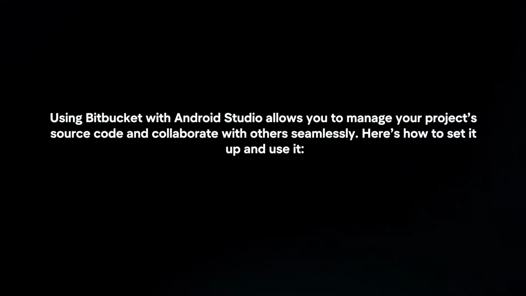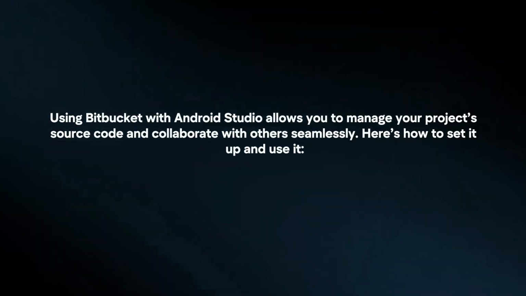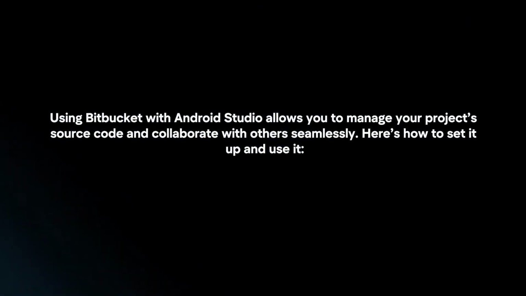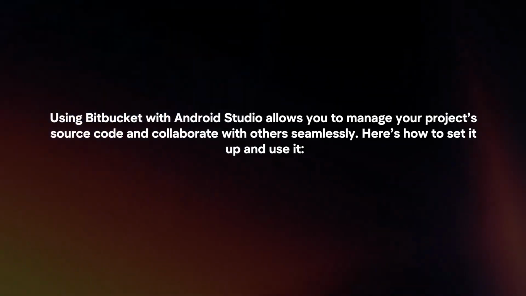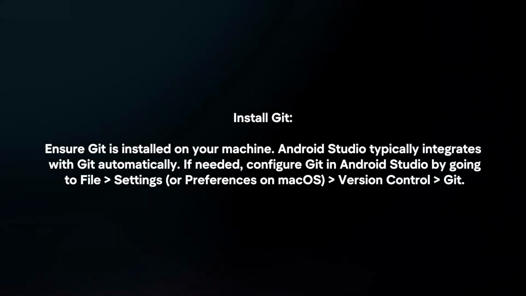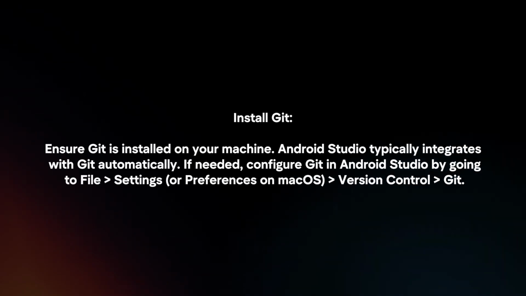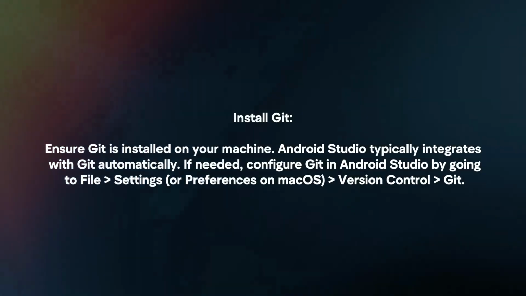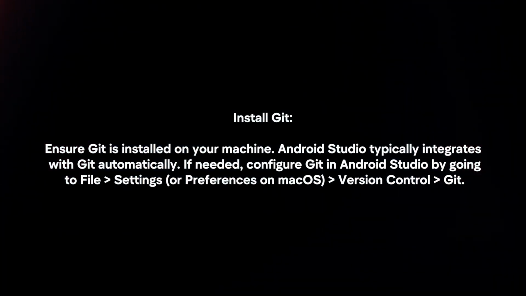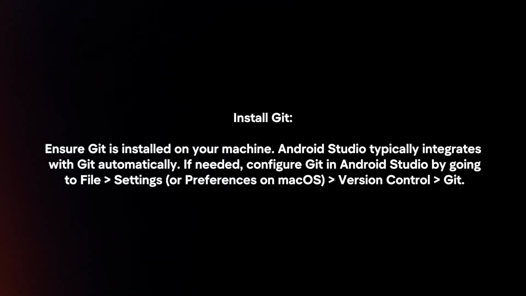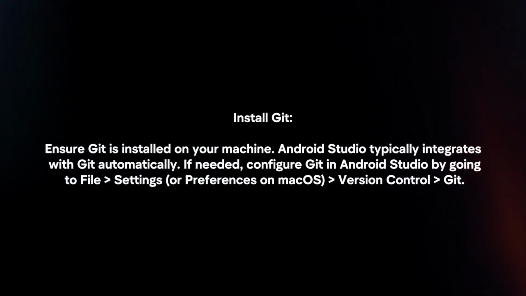Using Bitbucket with Android Studio allows you to manage your project's source code and collaborate with others seamlessly. Here's how to set it up and use it. Install Git. Ensure Git is installed on your machine. Android Studio typically integrates with Git automatically. If needed, configure Git in Android Studio by going to File, Settings, Version Control, Git.